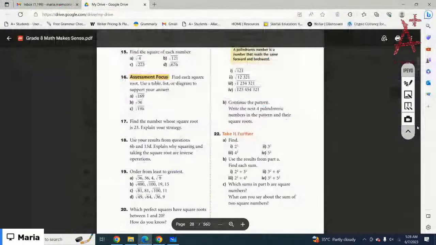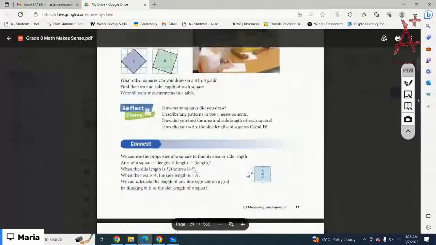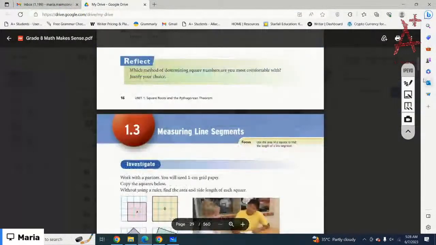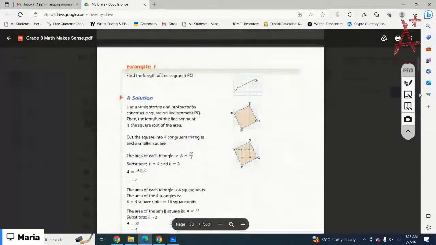Okay, you can complete the rest of the questions by yourself later today. Let me just move on to the next lesson, that is measuring line segments. Got it? So how do we measure line segments? Find the length of line segment PQ. So how do you find the line segment?